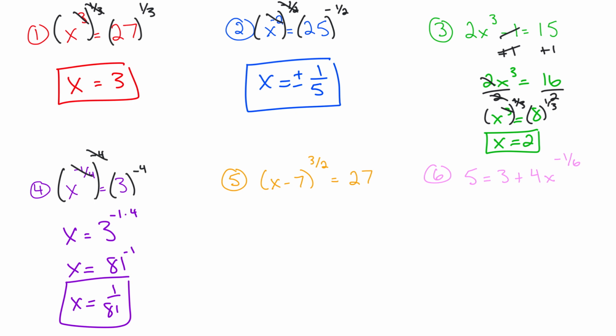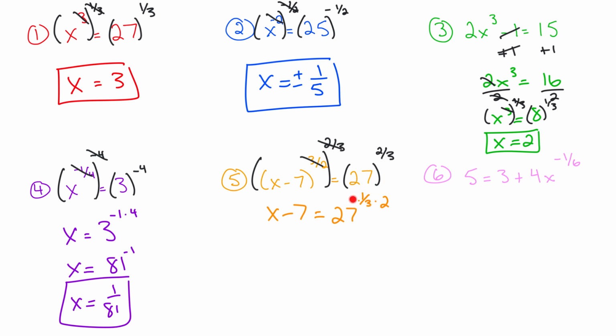Problem number 5, I have the quantity x minus 7 quantity to the 3/2 power equals 27. I need to get rid of the 3/2 power first, so I'm going to bring both sides to the 2/3 power. My denominator is odd, so I don't need to incorporate a plus or minus. These exponents eliminate, and you get x minus 7 equals 27 to the 1/3 times 2 power. I can take the 27 and take it to the 1/3 power first, and then square that, or I can square it and then take it to the 1/3 power.